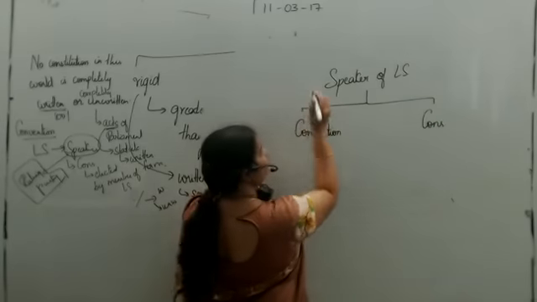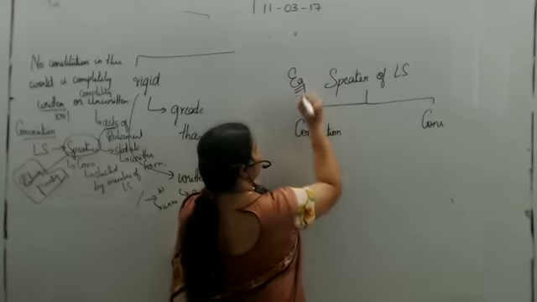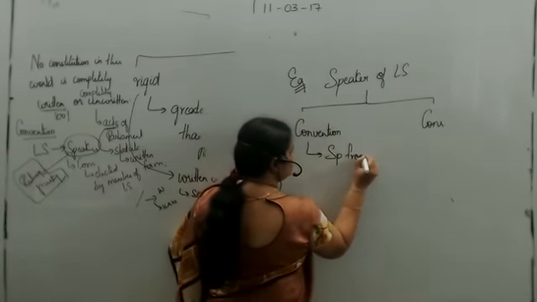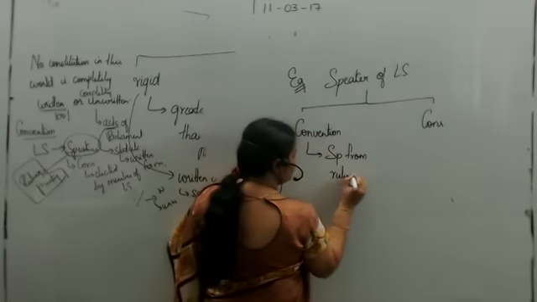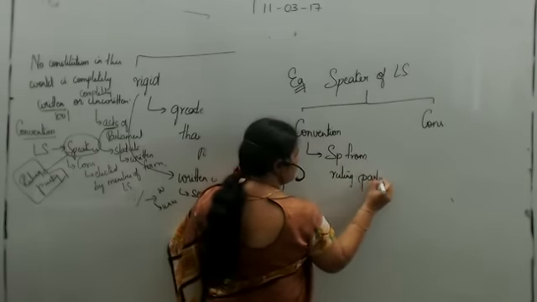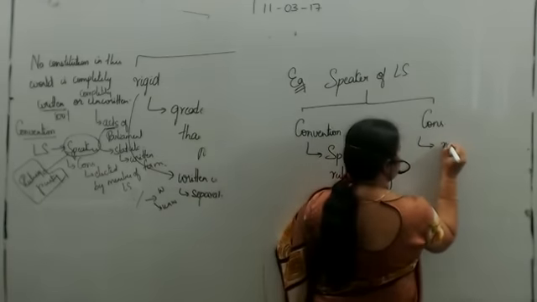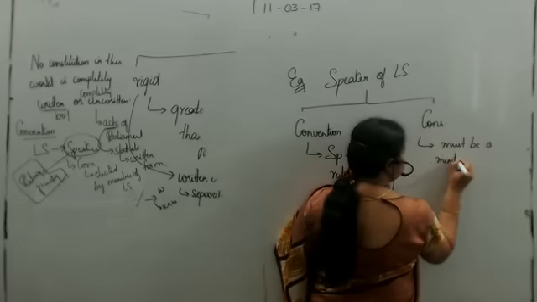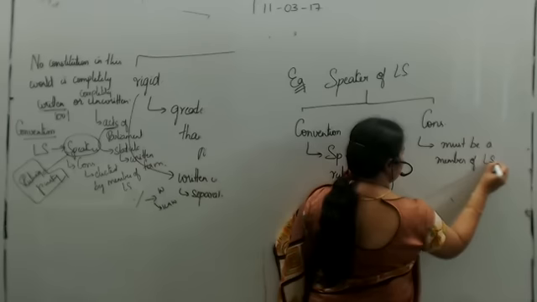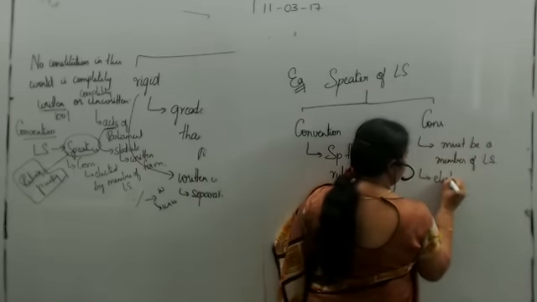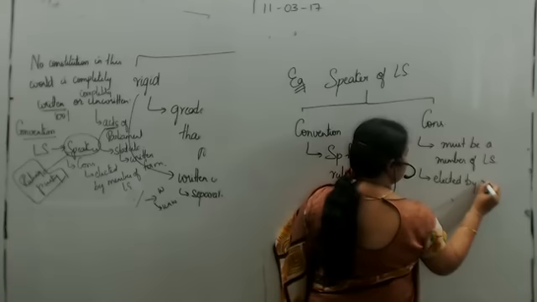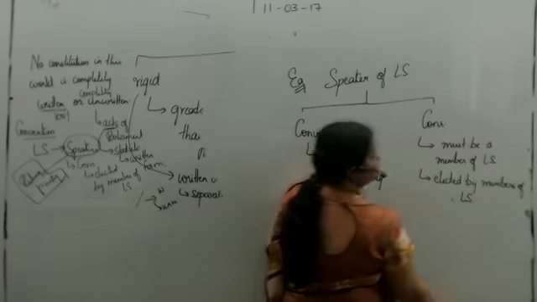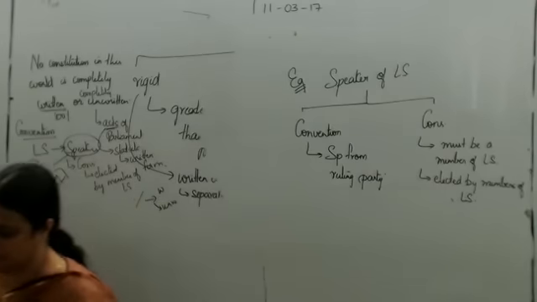Now please make a note of this. Example, convention: this is a convention. Otherwise the constitution tells us the speaker must be a member of Lok Sabha, elected by members of Lok Sabha, but it does not mention that he should be from the ruling party.